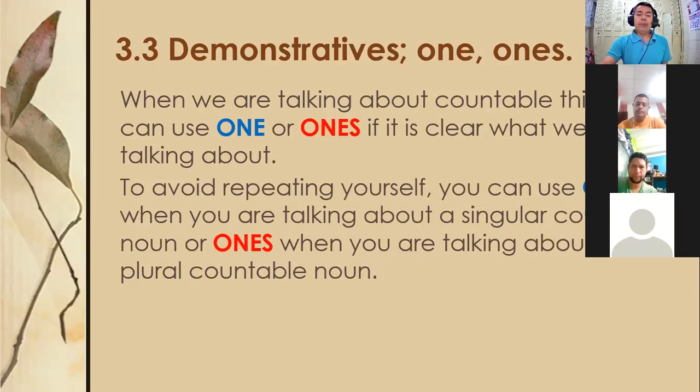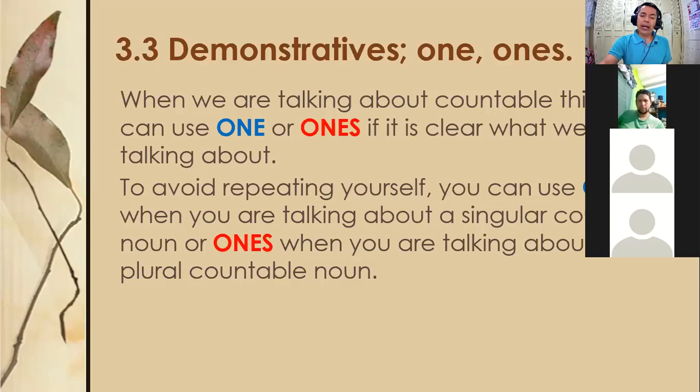Good. To avoid repeating yourselves, you can use one when you're talking about a singular countable noun, right? Para evitar la repetición, en español creo que se llama cacofonía, right? Ajá, es repetir lo mismo varias veces. So in this case, you can use one. One is a substitution of a singular countable noun, right? And then we have ones when you're talking about a plural countable noun. One is for singular, ones is for plural. So we use one and ones to refer to something we already know, right? Para hablar de algo que ya sabemos de qué estamos hablando, okay? Good. Any question?